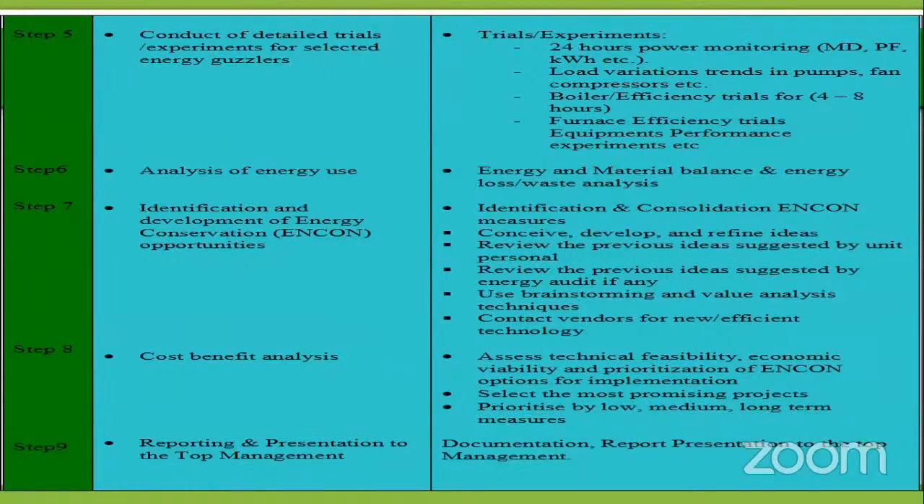Step 8, cost benefit analysis. It assesses technical feasibility, economic viability, and prioritization of ENCON options for implementation. Select the most promising project, prioritize by short, medium, and long-term measures. And step 9 is reporting and presentation to the top management. Documentation, report, presentation to the top management.